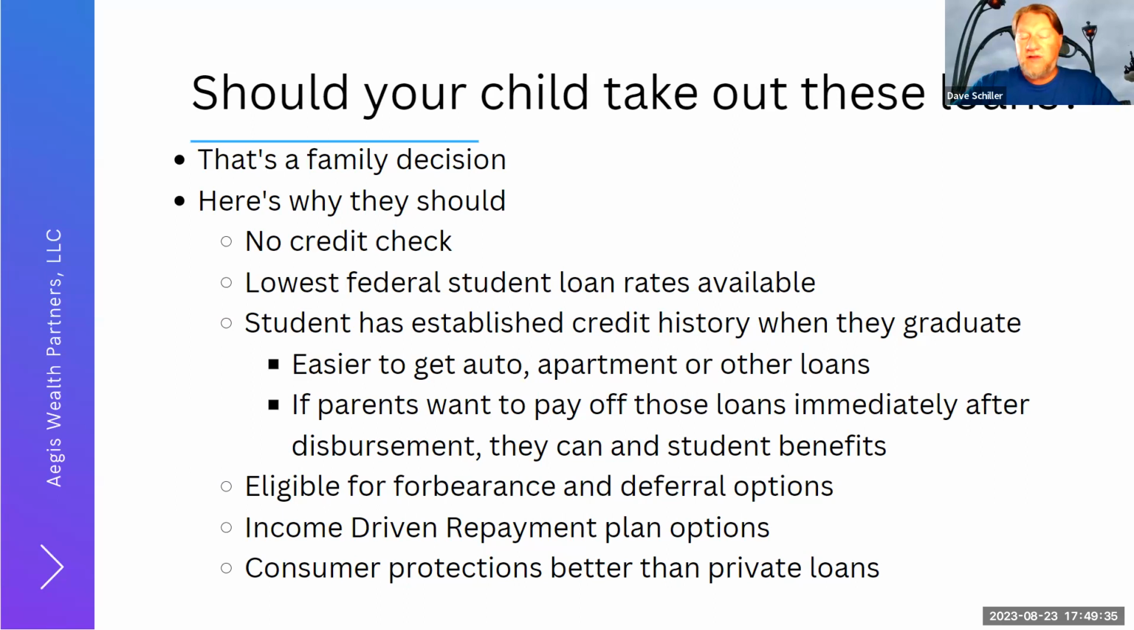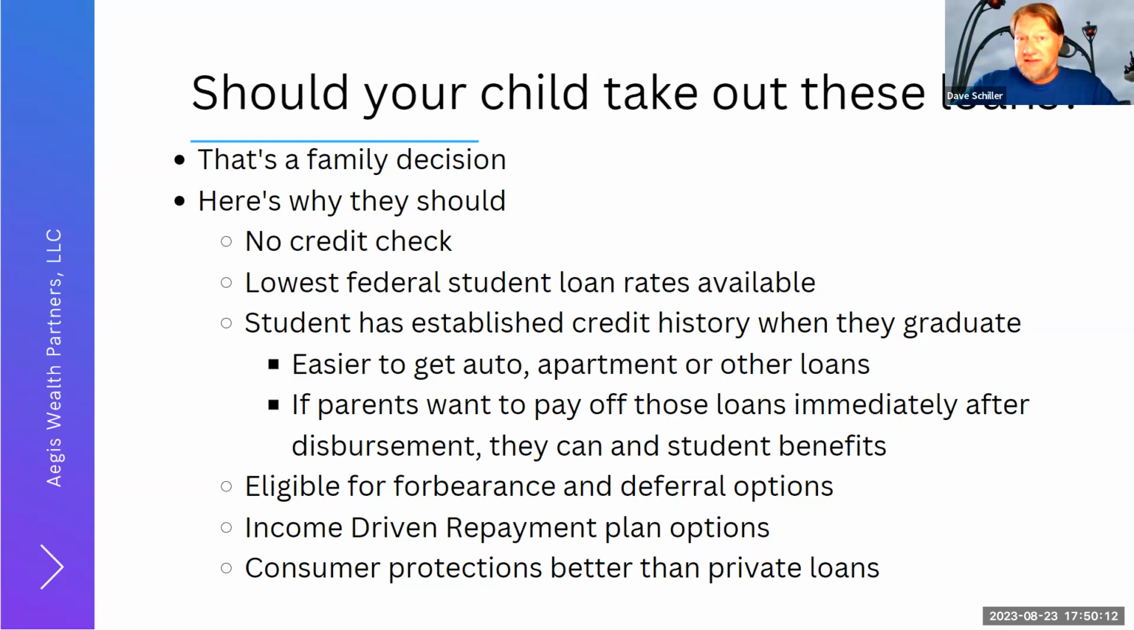Now, you're going to get the lowest student loan interest rate available for any of the federal loans. And when the student graduates, they're going to have an established credit history. So if they graduate and want to buy a car or rent an apartment, they have a credit history that's going to make that a lot easier. They may still have to have a co-signer with the parent, but it's going to make it a lot easier on the parent and the student to have that established credit history when they graduate.